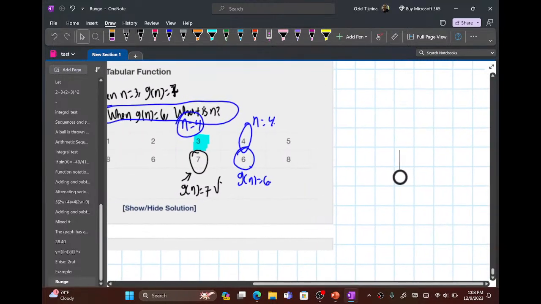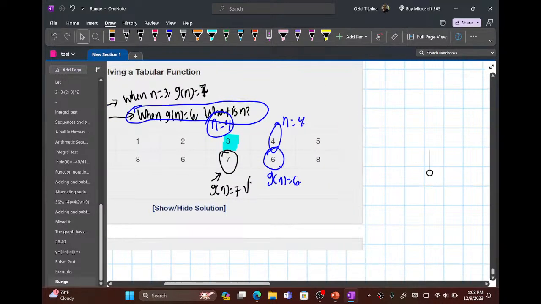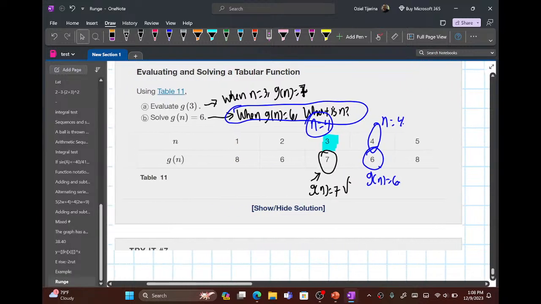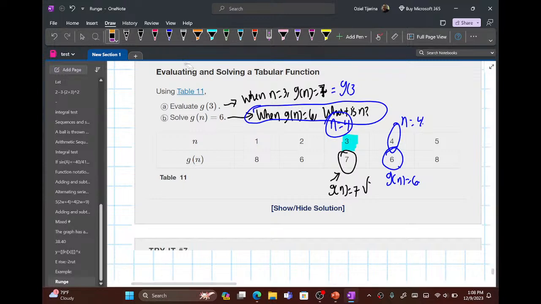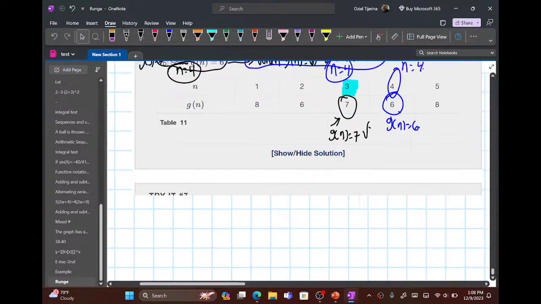Okay. g of 3 is 7, right? That was that first part. When n equals 3, g of n is 7. In other words, g of 3 is 7. Let me write that down in black. So this first part, g of 3 is 7. And then g of n is 6 when n is equal to 4 for this next part, for part B. Okay, that is how we do that one.